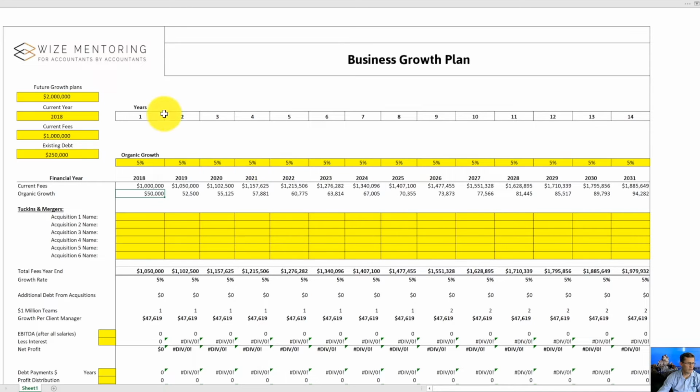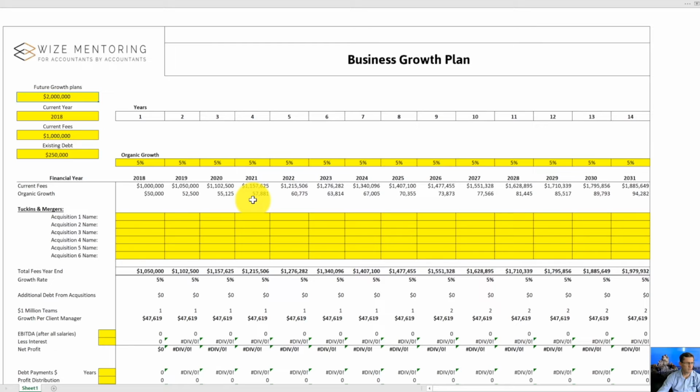So let's not forget our goal that we need to get to $2 million. And you can see here, if we plot along at around a 5% growth rate, we're not going to get to $2 million until somewhere in the 2030s. You can see that from the spreadsheet there, with the accumulated growth of 5% each year.